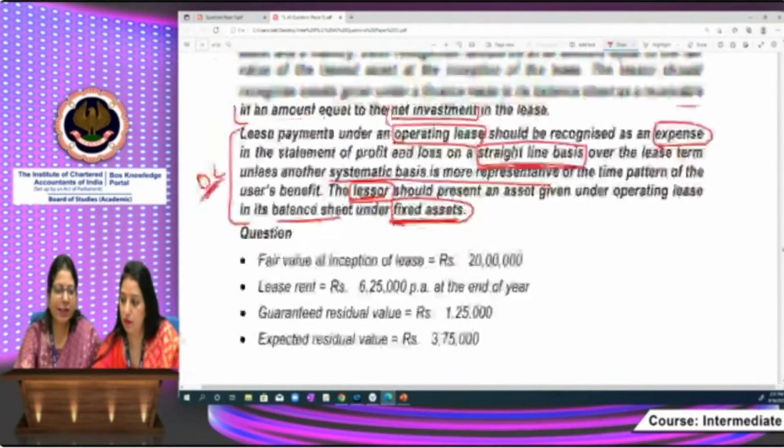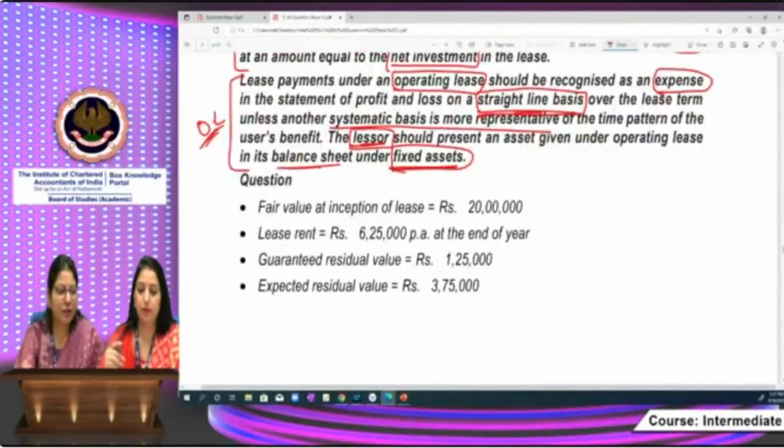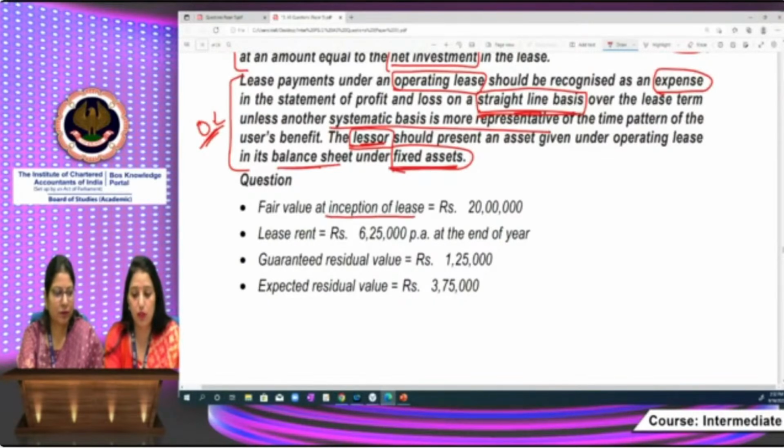So let us take a very simple question on the basis of which we can show you the accounting treatment for the lease. In case of the lease, first of all, you have to read the question carefully and try to conclude whether it is related to a finance lease or an operating lease, on the basis of which you can give the required accounting treatment. First of all, the information provided is the fair value at the inception of the lease. That means at the start of the lease, the fair value of the asset is 20 lakh.